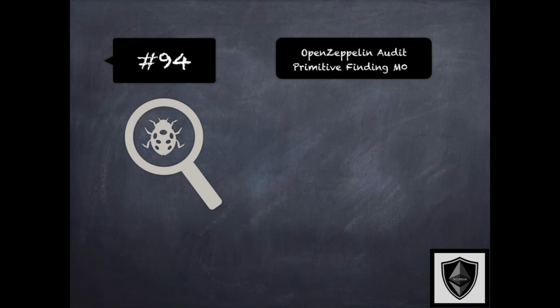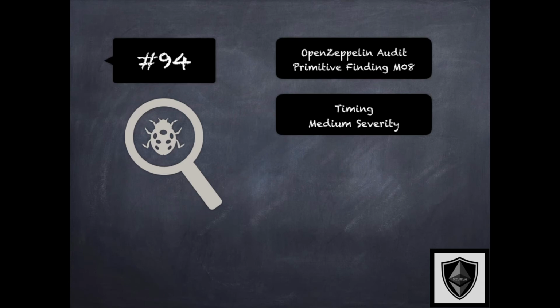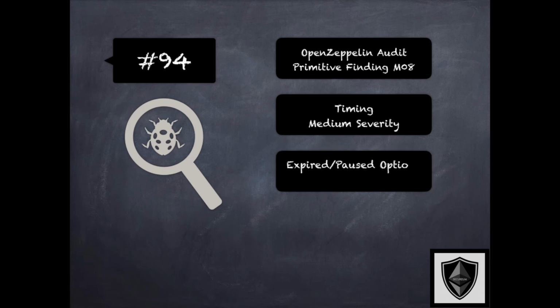94 is a finding from OpenZeppelin's audit of Primitive, where it was a medium severity finding related to timing, in which expired and/or paused options could still be traded. For context, option tokens could still be freely transferred when the option contract was either paused or expired or both. That would allow malicious option holders to sell paused or expired options that could not be exercised in the open market to exchanges and users who did not take the necessary precautions before buying an option minted by the Primitive protocol.